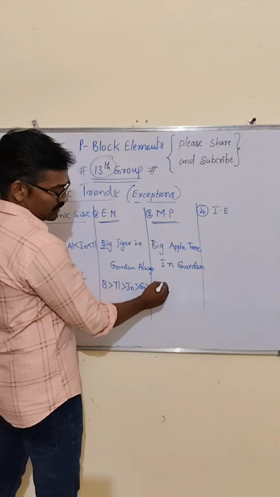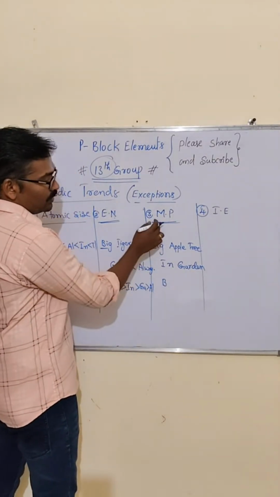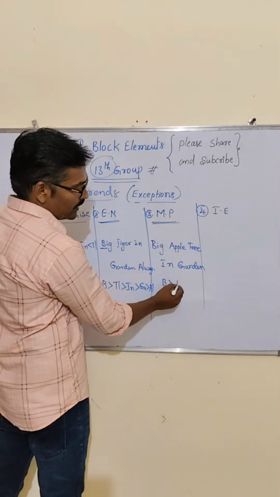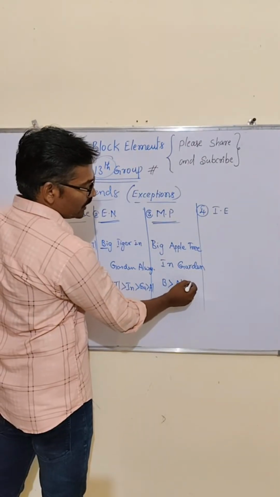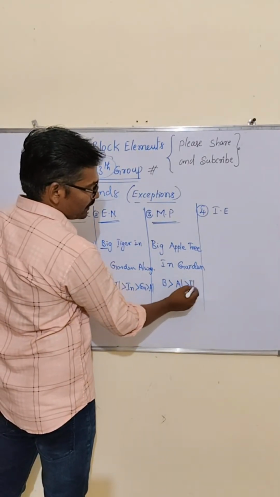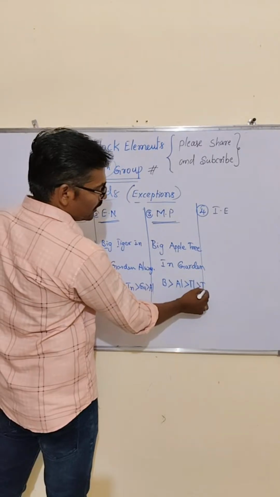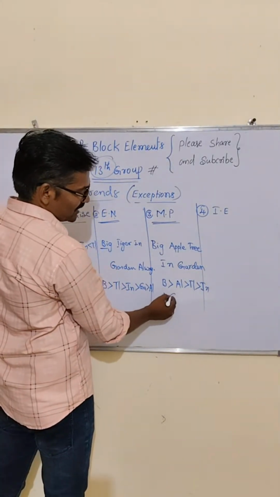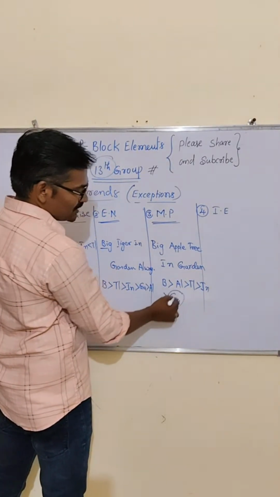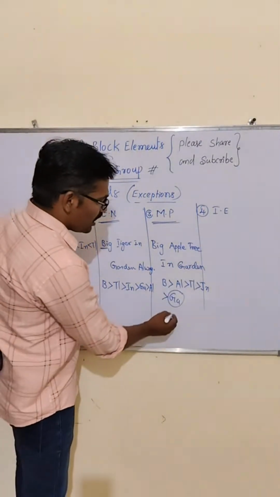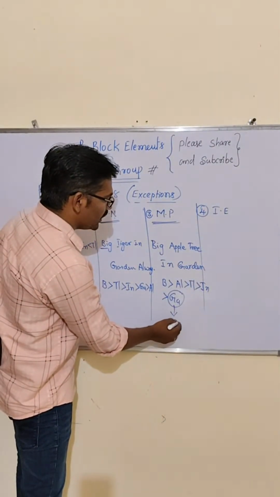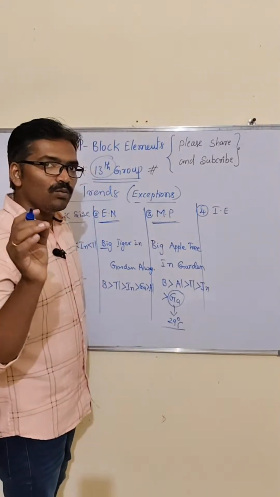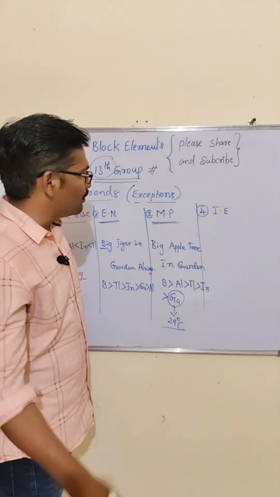So boron has the highest melting point, then aluminium, then thallium, then indium, and at last gallium. Gallium has the lowest melting point, 29 degrees Celsius. It is almost near room temperature.